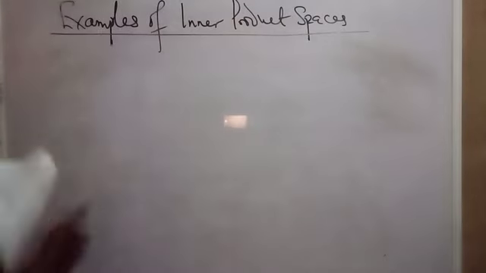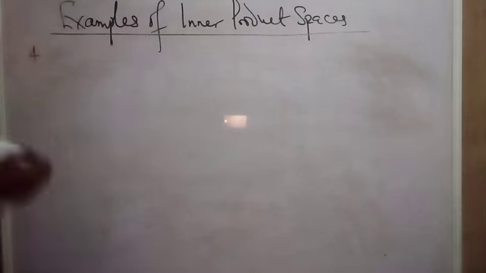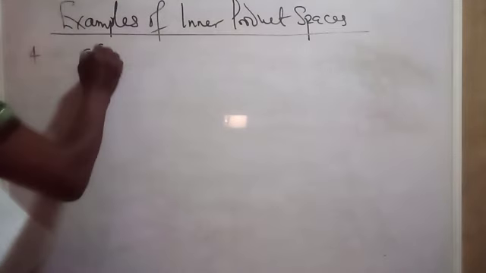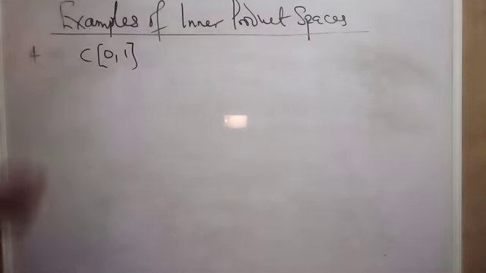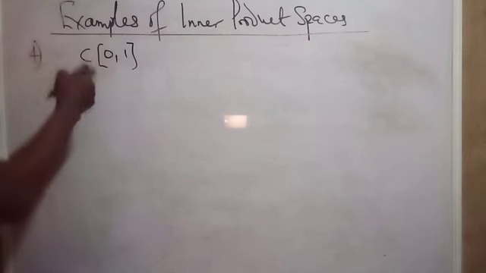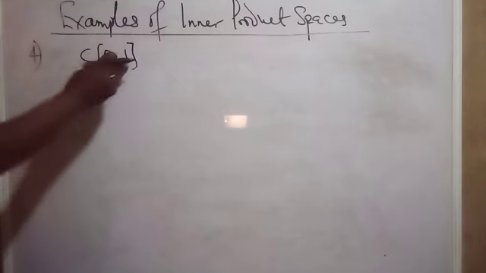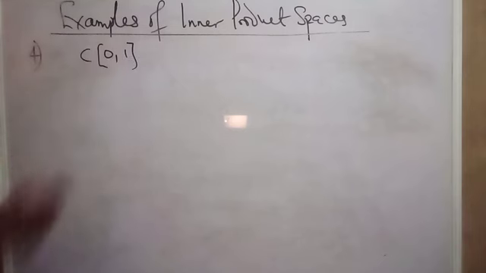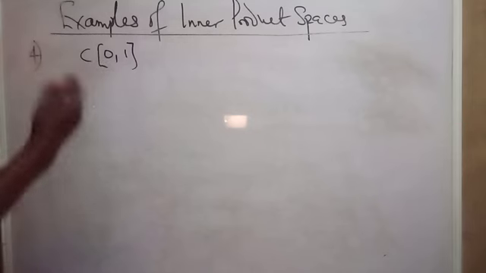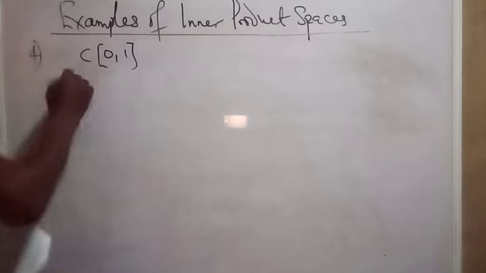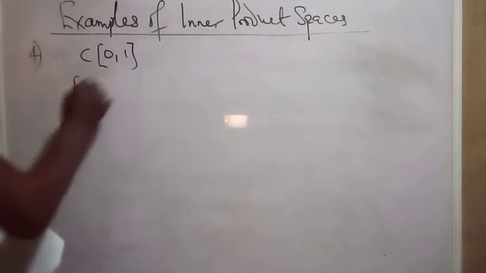Now, example 4 is the linear space. Can you still remember this? What is this space about? This is a space of continuous, complex valued functions on the bounded interval 0, 1. Elements in this space are functions. So let's look at how this is defined. I can say that suppose we have f and g from this space.